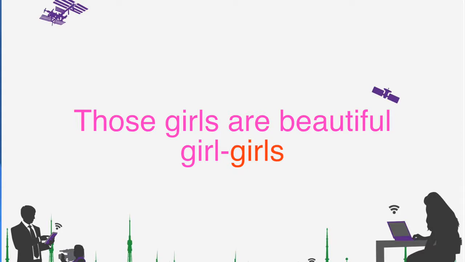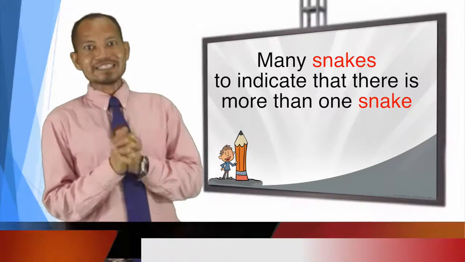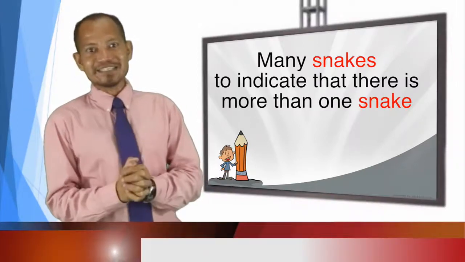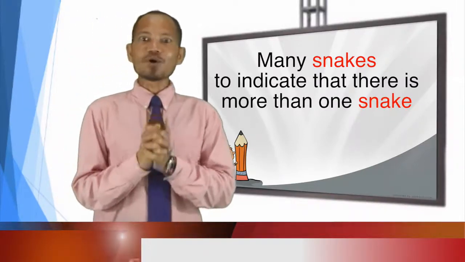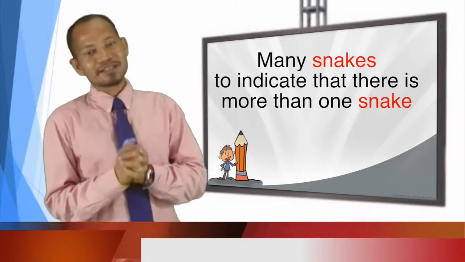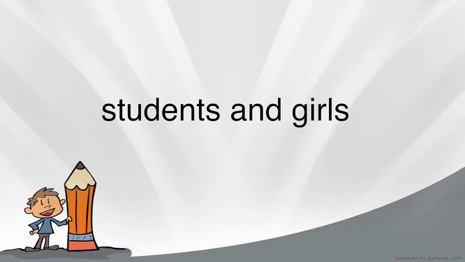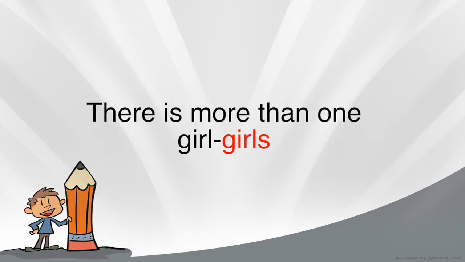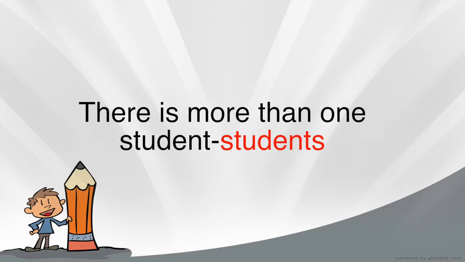So notice that we say many snakes as it is indicating that there is more than one snake. And the same thing is also applied for students and girls. So when there is more than one girl, girls. When there's more than one student, students. So you simply add s to make them plural.